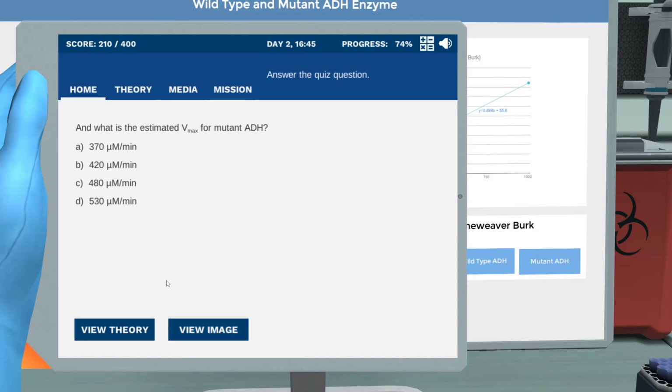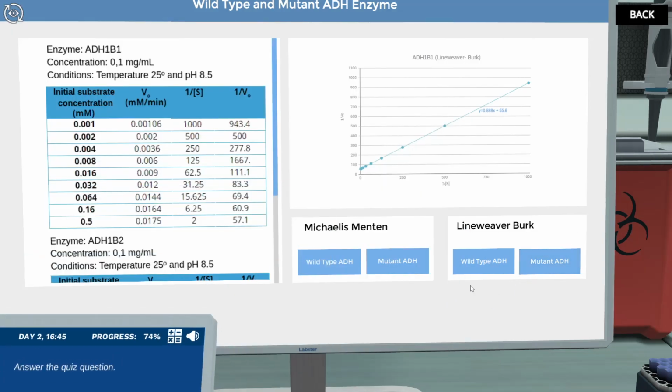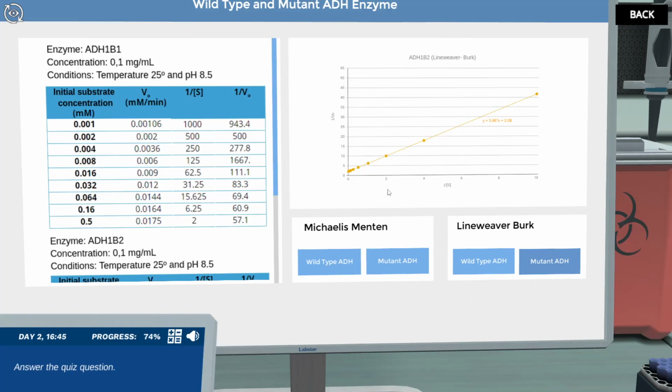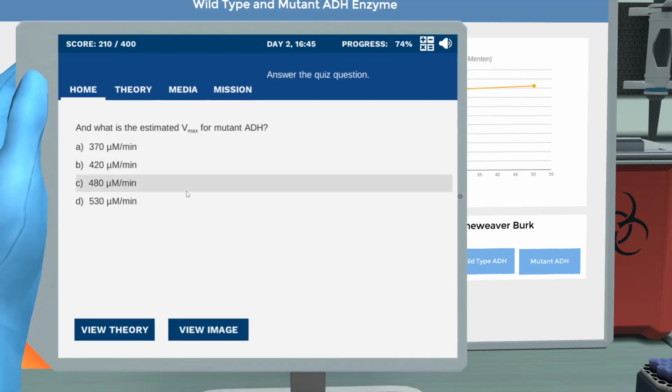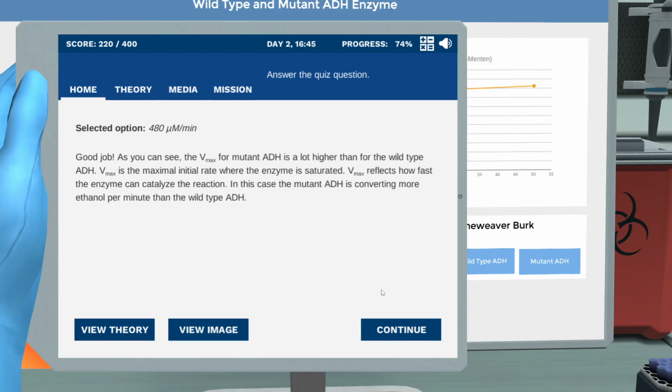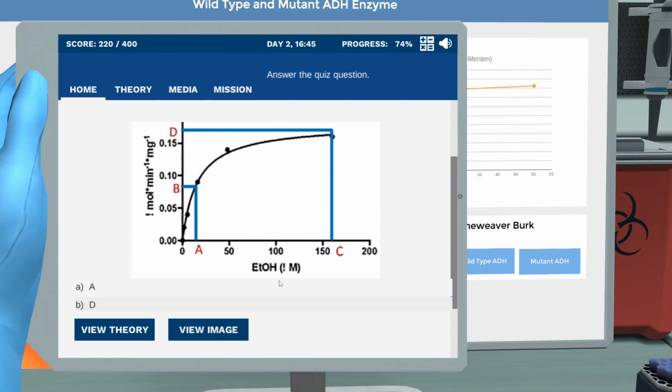And what is the estimated Vmax for mutant ADH? Good job. As you can see, the Vmax for mutant ADH is a lot higher than for the wild-type ADH. Vmax is the maximal initial rate. Looking at the plot, which one is Km?